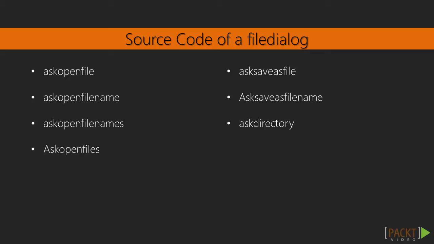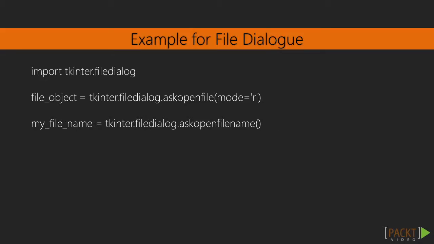asksaveasfilename. This asks for a file name to save as and returns the file name. askdirectory. This asks for a directory and returns the directory name. The usage is simple. Import the FileDialog module and call the required function.